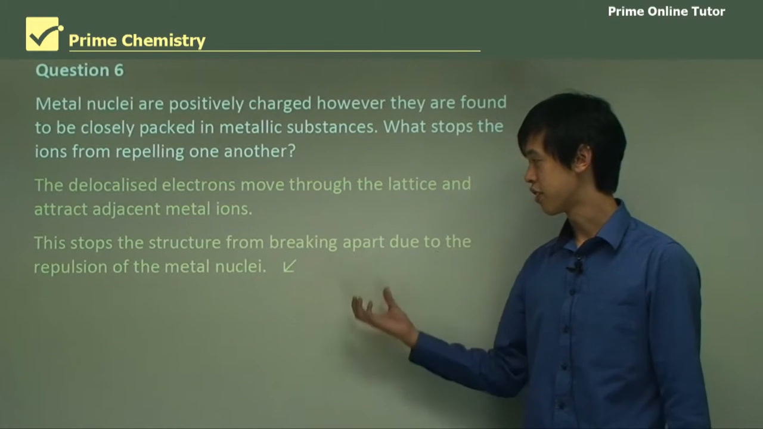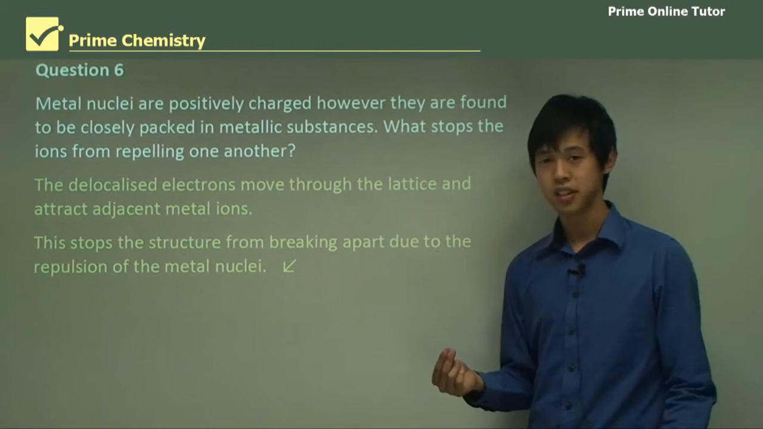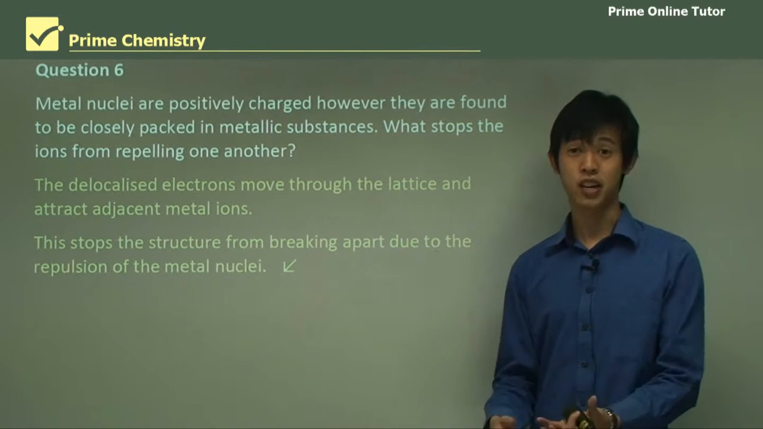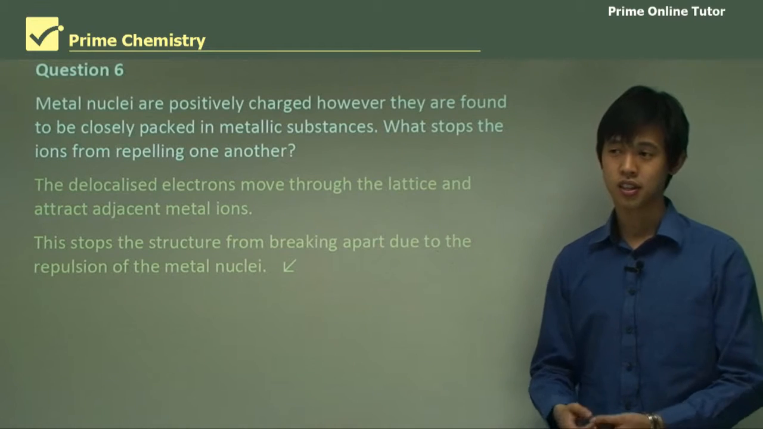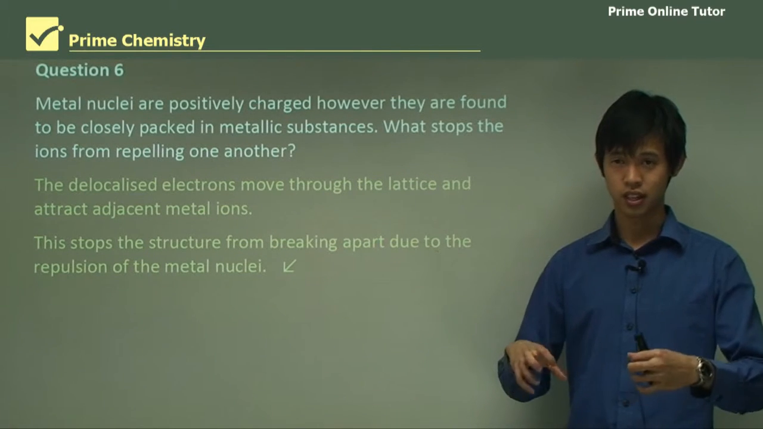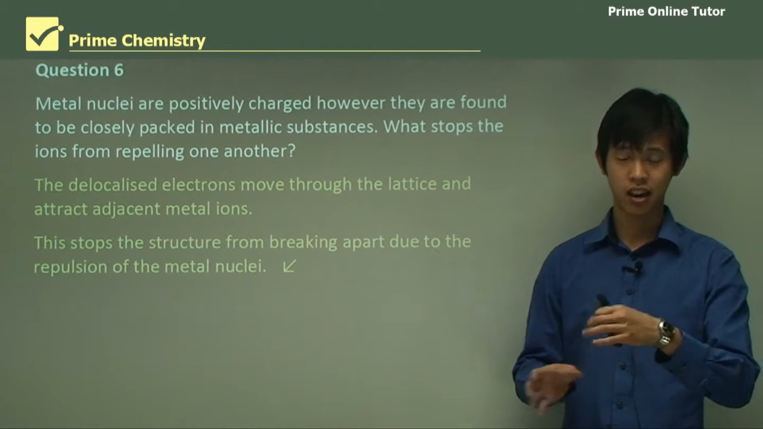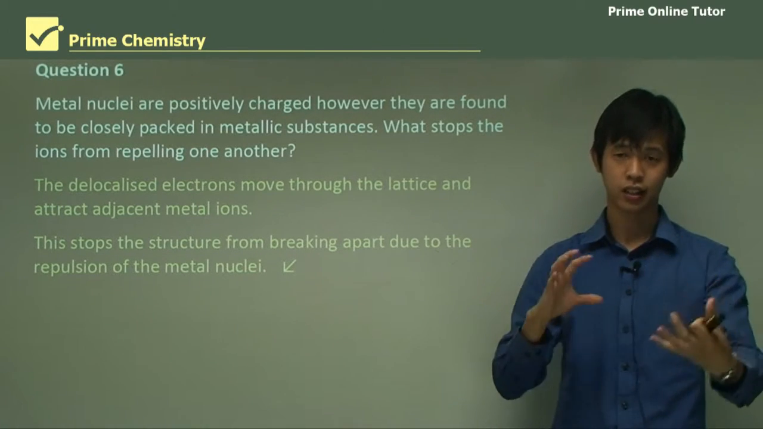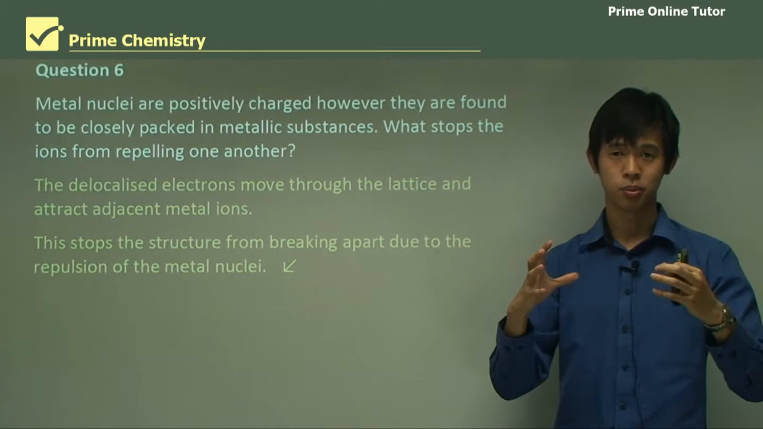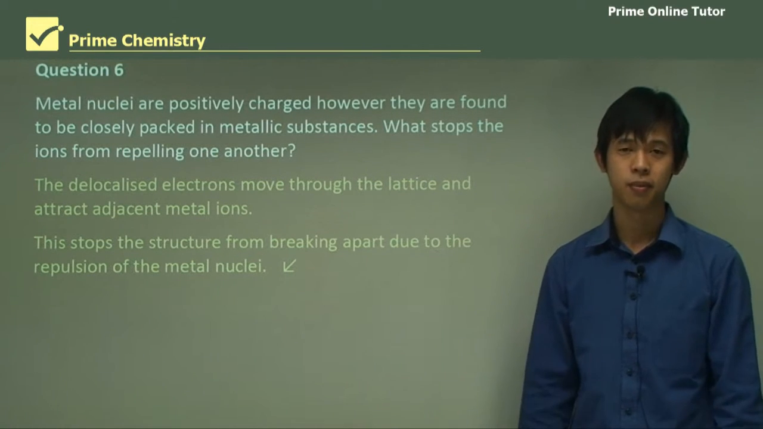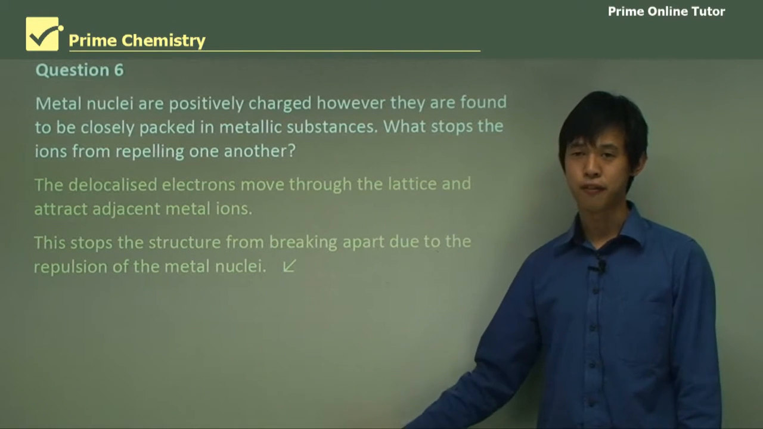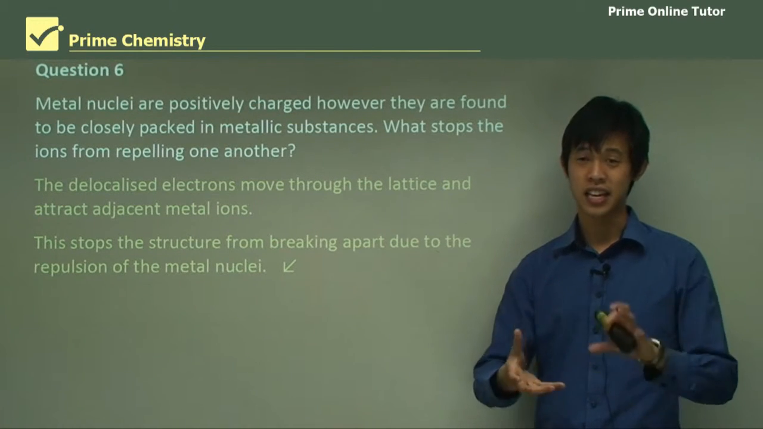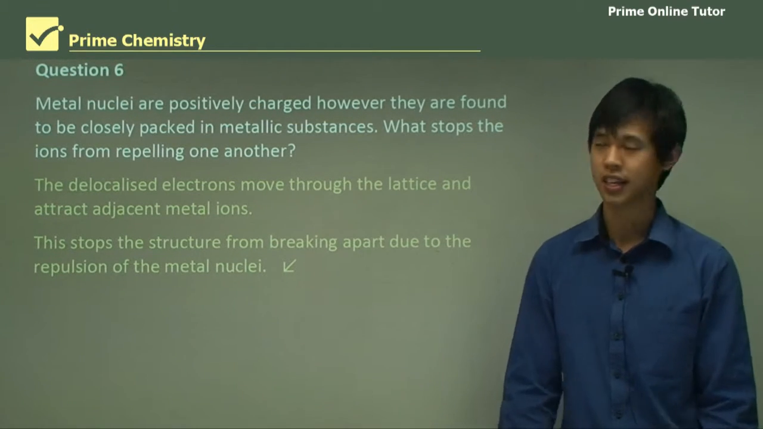Now this stops the structure from breaking apart because the repulsion of the nuclei is now counteracted by the attraction to these electrons. So the repulsion, because of the positive charge, is actually counteracted by the fact that you've got all these electrons randomly distributed throughout the material, which helps to hold the lattice together. So it's a very fine game that we're playing with metals, where each thing is nicely balanced with the next.